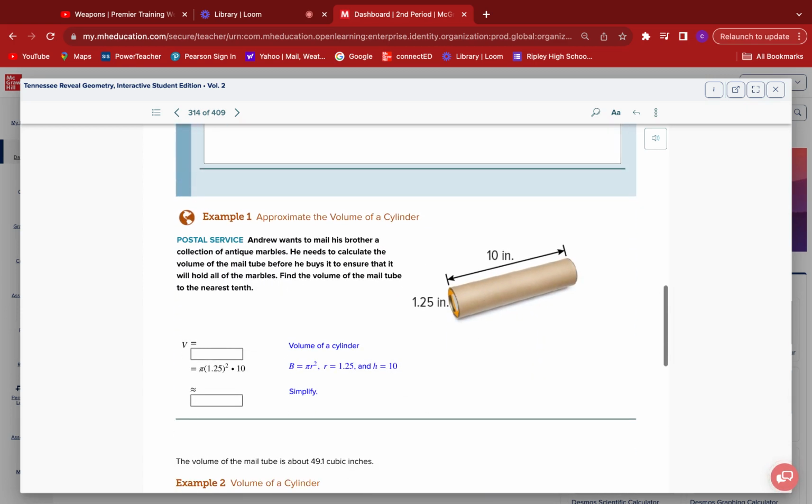All right, example number 1. Okay, approximate the volume of a cylinder. All right, Postal Service. Andrew wants to mail his brother a collection of antique marbles. He needs to calculate the volume of the mail tube before he buys it to ensure that it will hold all of the marbles. Find the volume of the mail tube to the nearest tenth. Well, okay. So first off, make sure that you realize that if the line goes all the way across, that is a diameter, my lovely people. That is not the radius.